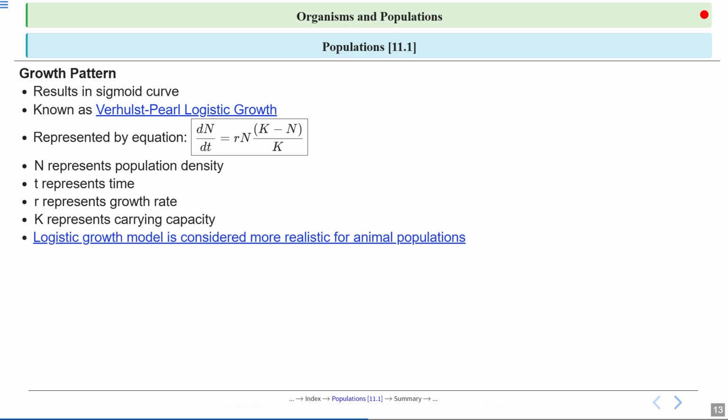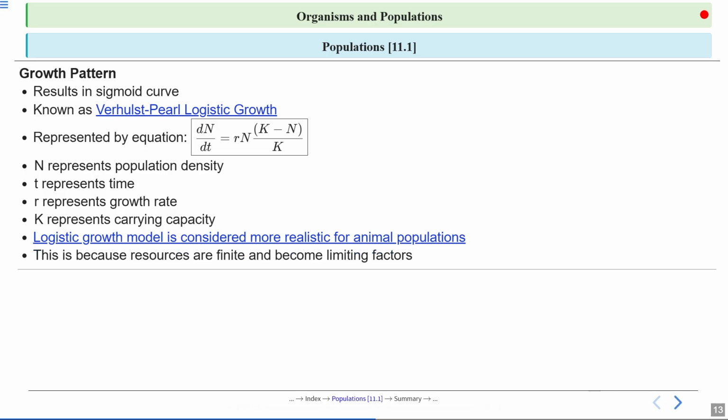Now, the logistic growth model is considered more realistic for animal populations. It is more realistic in nature because resources are always limited. In a real-world ecosystem, factors like food, space, and mates become limiting as the population grows.